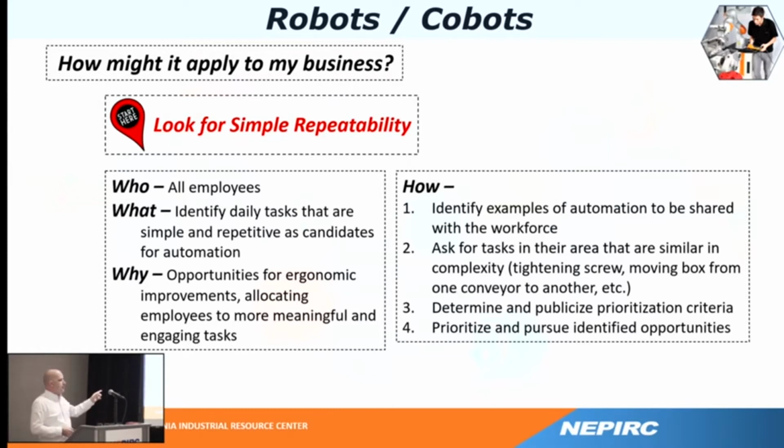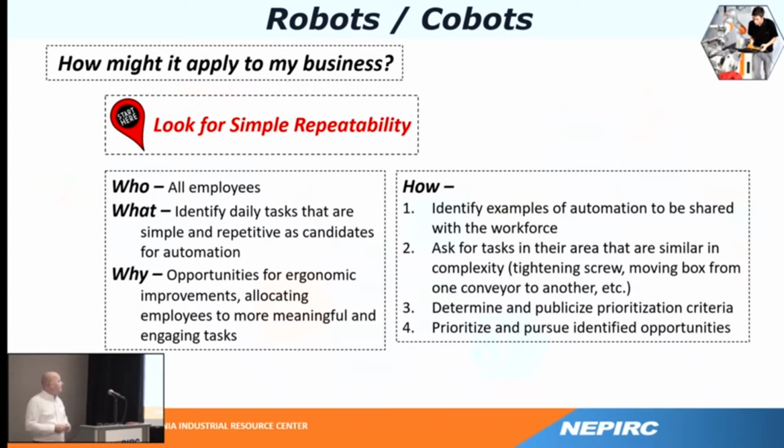What happened here in that particular one with the yellow robot, once that was put in, everyone wanted in other divisions. Can I get that? Can I get that? Even though everyone was so against it in the beginning. They're going to look for tasks in their area that are similar in complexity, tightening screws, moving boxes. Can this be done by a machine, yet I can still have my job? Determine and publicize prioritization criteria.